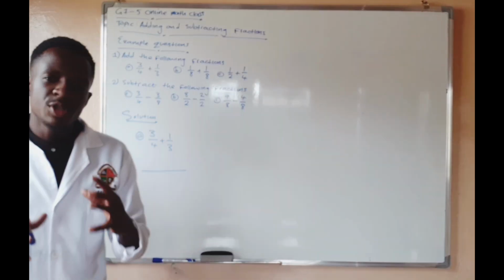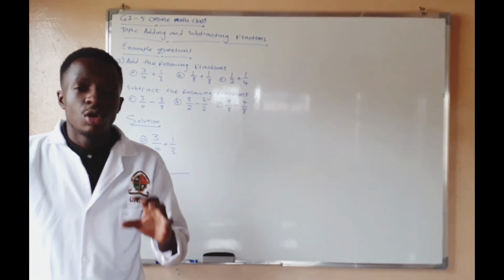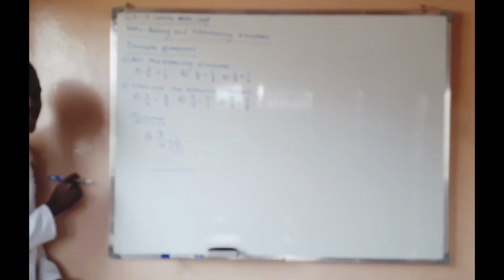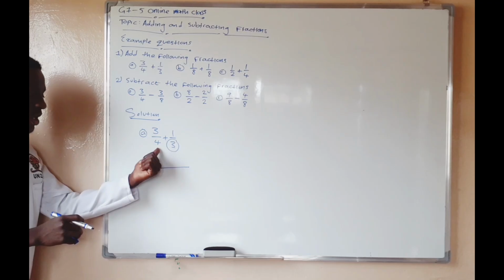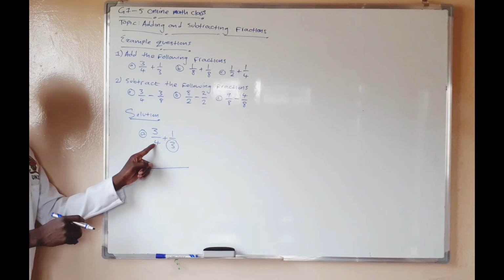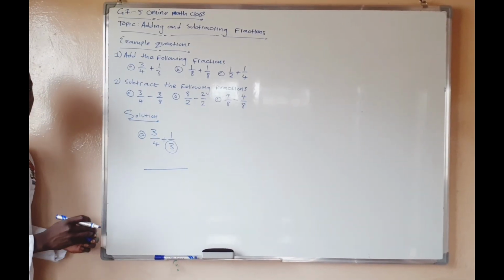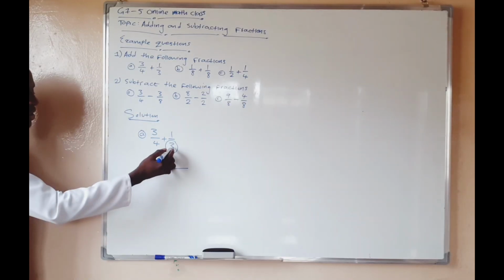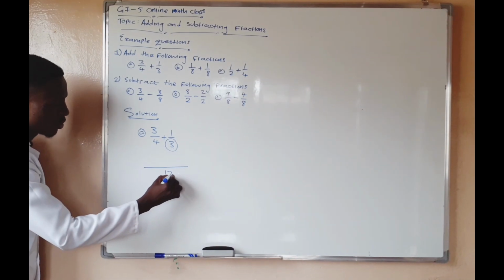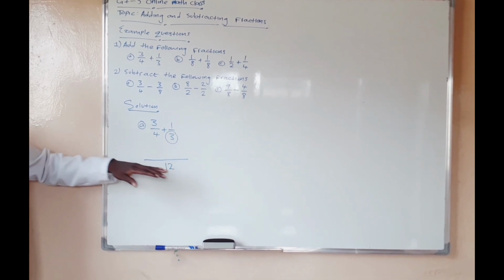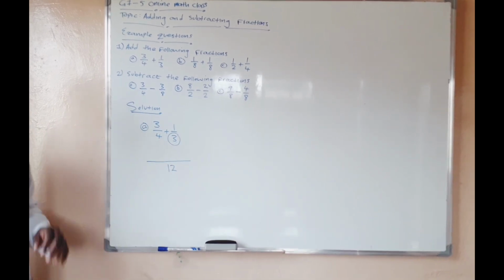Now let me show you one secret of finding the lowest common denominator. You first get the smaller base, and then you try to divide it into the bigger base. We know 3 is smaller than 4. Can 3 go into 4? No. What is the easiest way to find the lowest common denominator? You multiply the two bases. What is 4 multiplied by 3? We are going to have 12. So in this problem, 12 is our lowest common denominator.